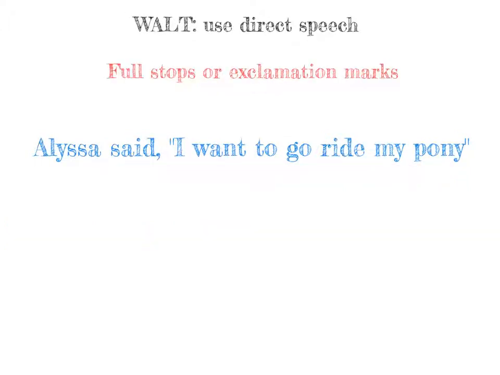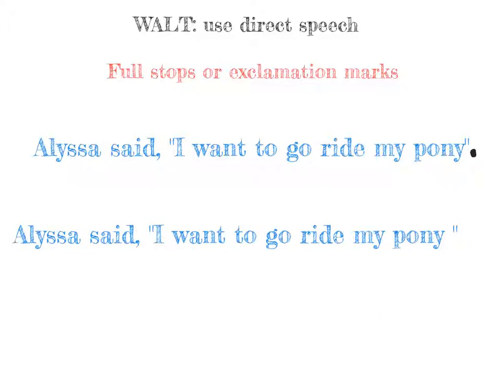Okay, now we've reached the end of our sentence and we want to put some end punctuation. The example we used was a full stop, but we know that we don't always have to use full stops in our sentences. So, once again, Alyssa said, "I want to go ride my pony." We know that we need to finish that off with a full stop. So if we're going to put a full stop in, we need to put it at the end there after the speech marks. So the full stop goes after the speech marks.